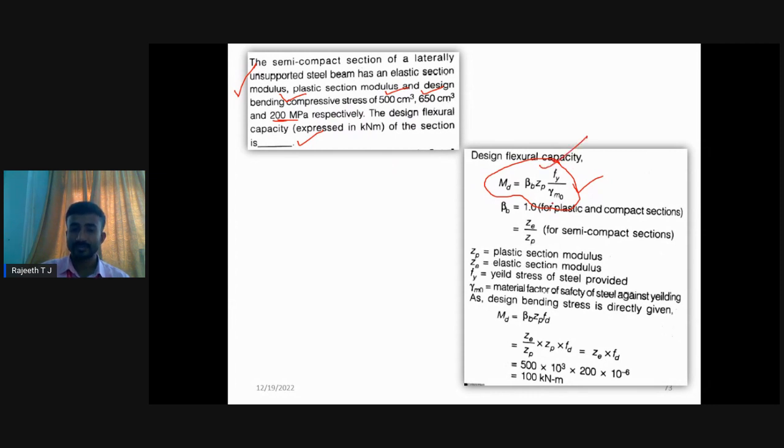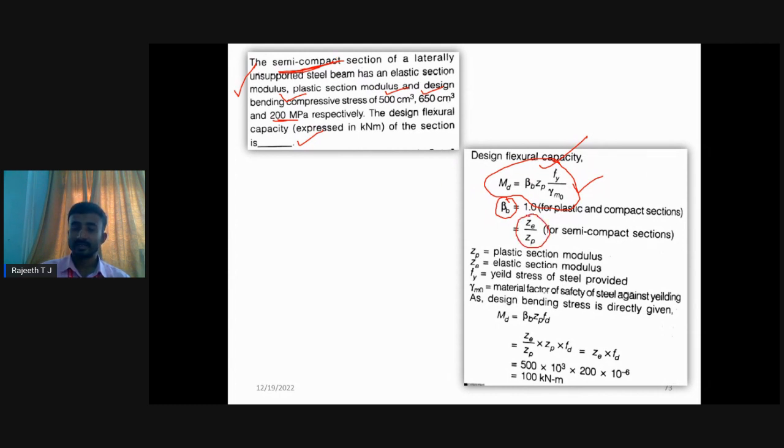So this is a very simple formula, right? So Md is beta_b Z_p f_y by gamma_m0, where beta_b is 1.0 for plastic and compact section. We know that according to the code. Whereas if the section is semi-compact, here if you observe the section is not compact, not plastic. Therefore, beta_b we are supposed to calculate. So the beta_b will be the ratio of Z_e by Z_p.